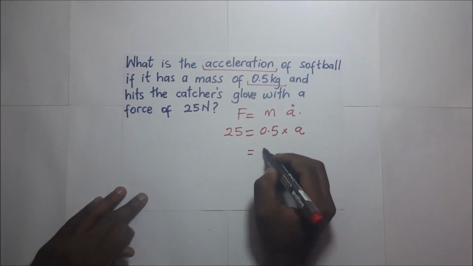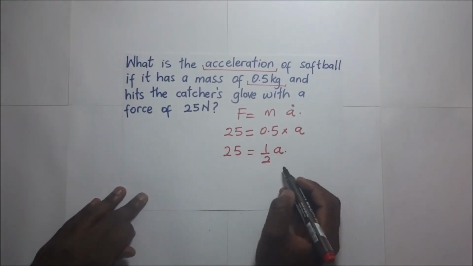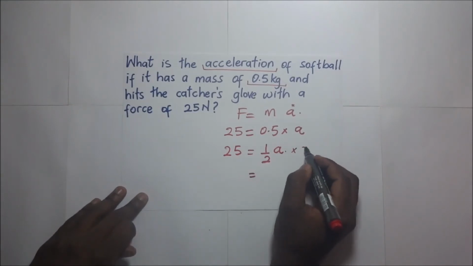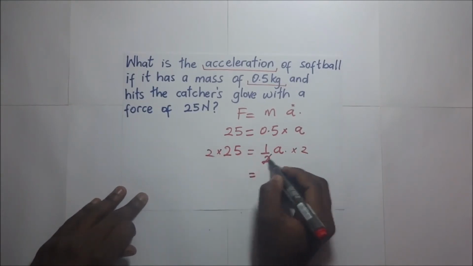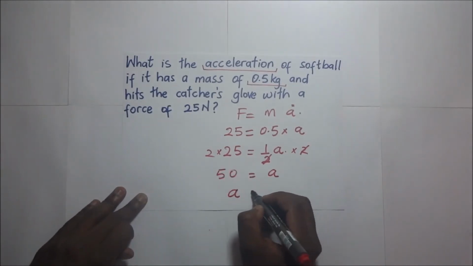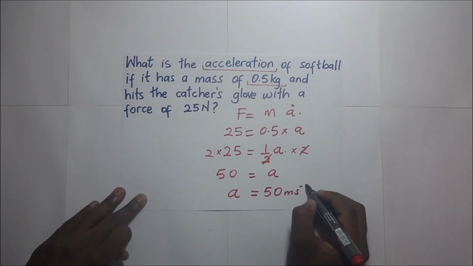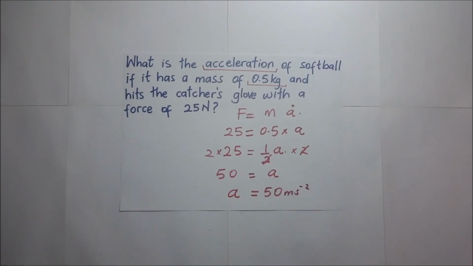Now of course this is the same as saying a half A is equal to 25. When we multiply by 2 on both sides, our acceleration is 50. So our value of acceleration there is 50 meters per second squared.